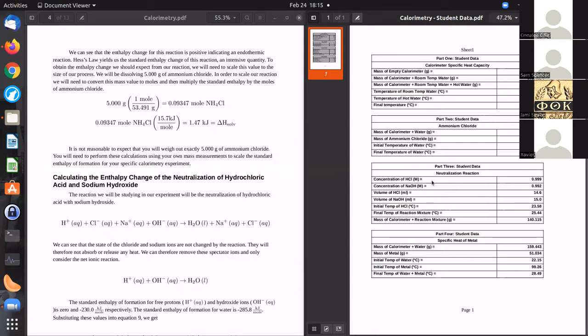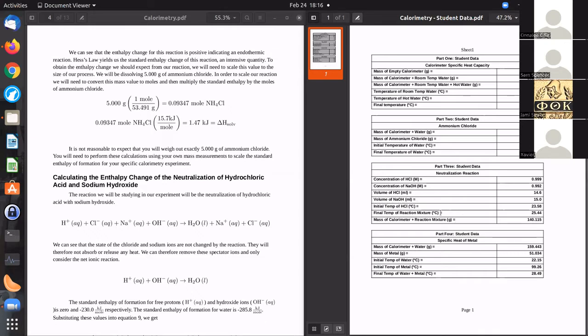This does not play in to the heat equations, okay? Because in the heat equations, we're talking about mass, right? And we measured the mass directly. So let's keep going here. We got the initial temperature of the HCl. We're going to assume that both the HCl and the sodium hydroxide had the same initial temperature because that's easier.